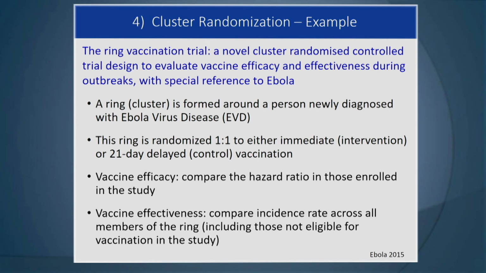And then if you look at the title, it talks about efficacy and effectiveness. For the efficacy, they compared the hazard ratio in those enrolled in the study. So those in the cluster that were eligible and enrolled in the study. And the effectiveness is all of the people in the cluster, those who were enrolled and not, they compare those in terms of the hazard ratio.